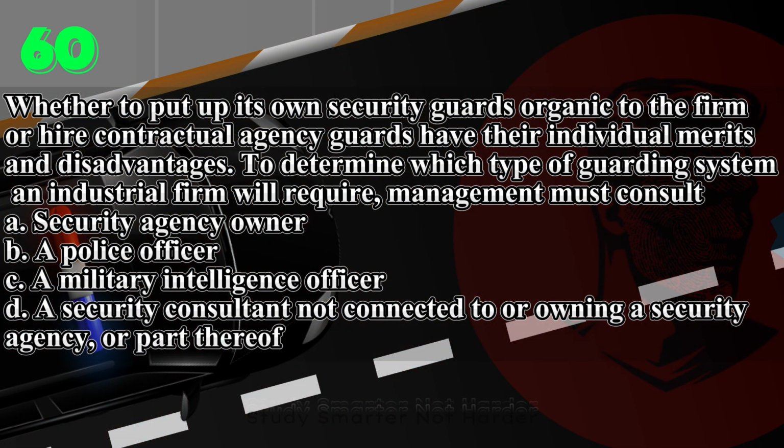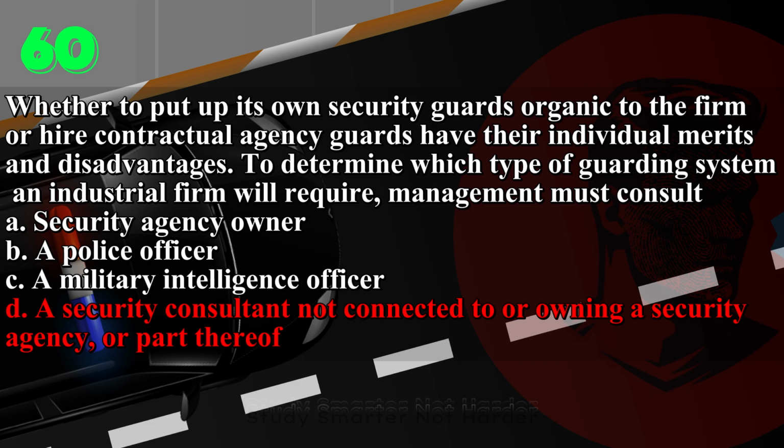60. Whether to put up its own security guards, organic to the firm, or hire contractual agency guards, each has its merits and disadvantages. To determine which type of guarding system an industrial firm will require, management must consult A. Security agency owner. B. A police officer. C. A military intelligence officer. D. A security consultant not connected to or owning a security agency, or part thereof. The correct answer is D.